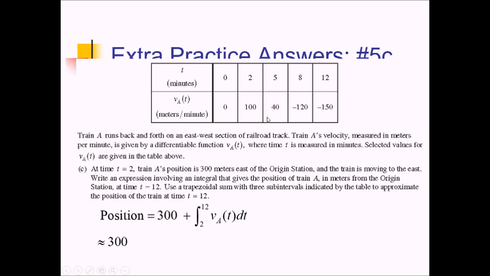So for our first trapezoid, we have the bases of 100 plus 40 divided by 2 times a height of 3. The height's just going to be the distance in between the times here. So that's our first trapezoid. For the next one, we're going to have 40 plus negative 120 over 2 times a height of 3. And finally, we're going to be adding negative 120 plus negative 150 over 2 times a height of, let's see, 8 to 12 is 4. So it's a little different than the first 2 trapezoids.